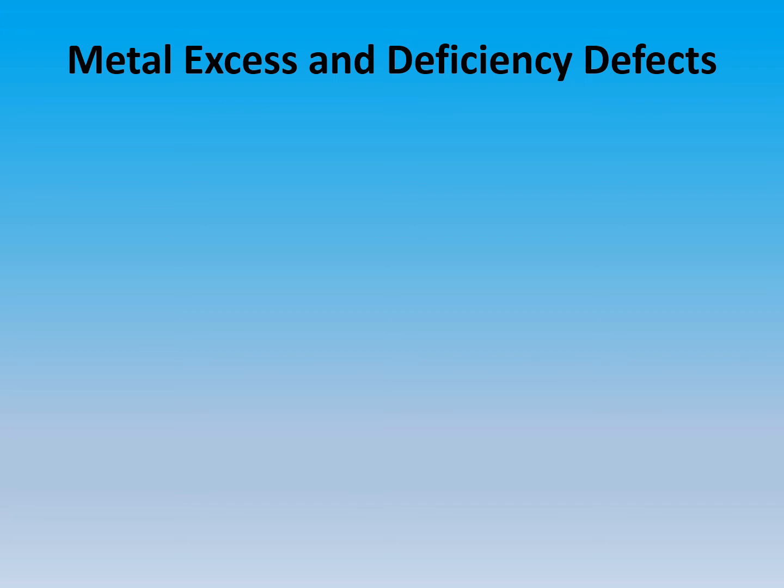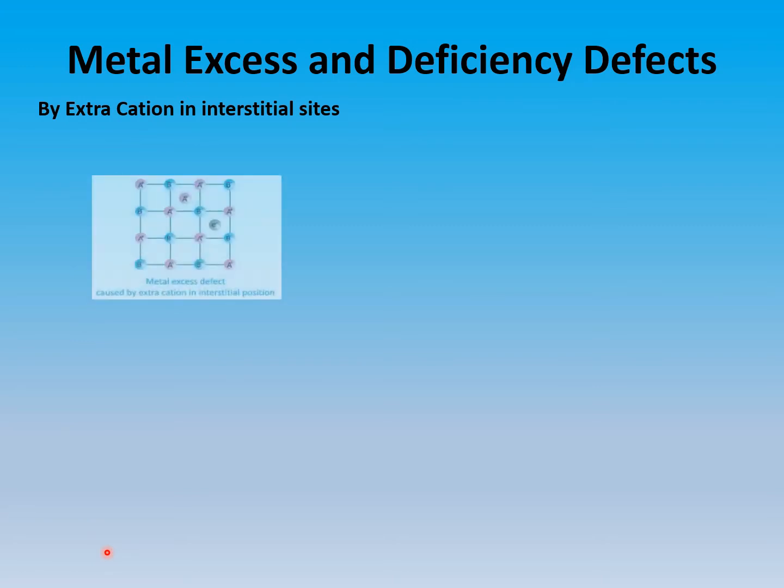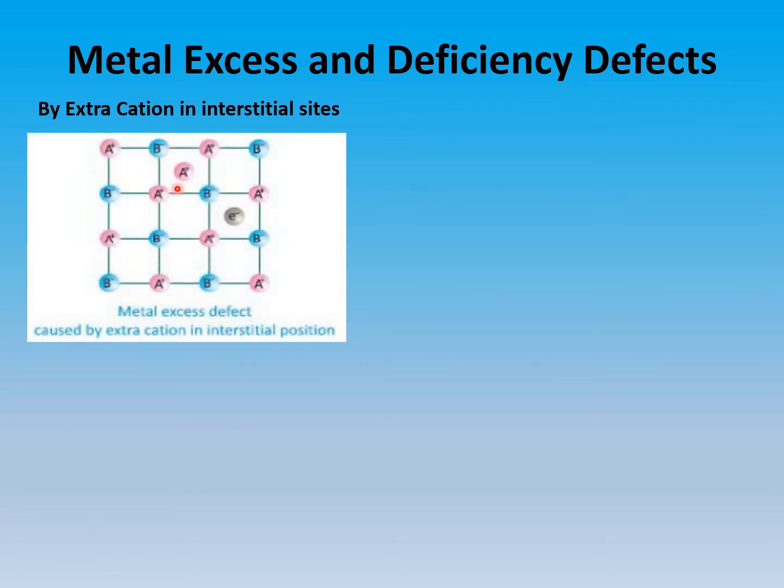The first we have seen is metal excess by anion vacancies. Now the metal excess defect by extra cation in the interstitial sites. Extra cation plus the electrons will be there. By heating this, what will happen?